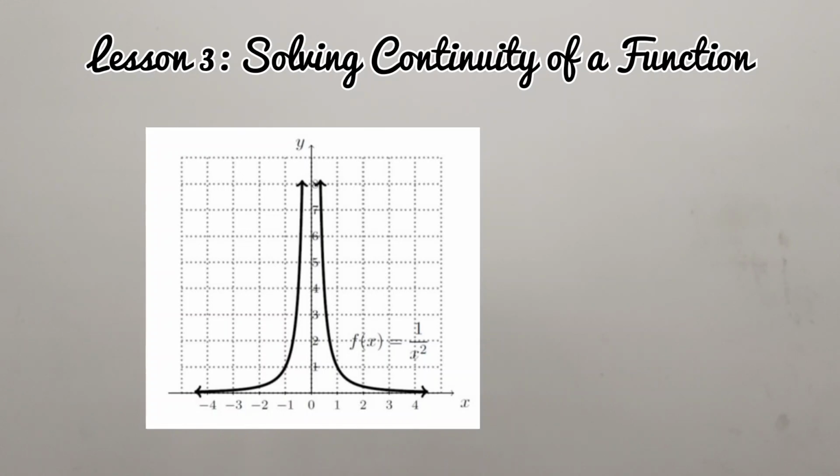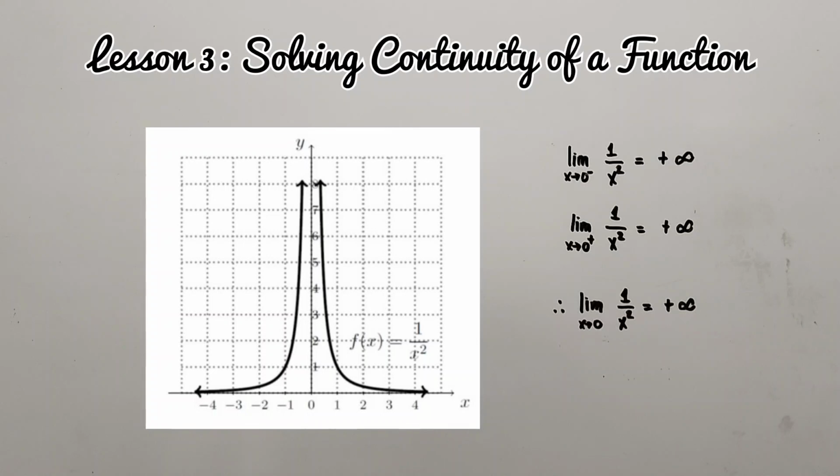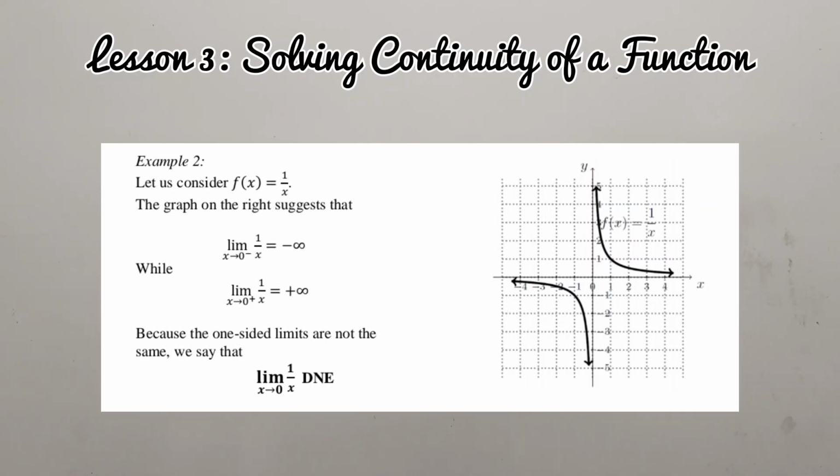Observe now the graph on the right. The same behavior with the graph on the left. As x approaches 0 from the right, the value of the function increases without bound. The limit of 1 over x squared as x approaches 0 from the right is also positive infinity. Since the left-hand limit and the right-hand limit are equal to positive infinity, thus the limit of this function exists, and that is, the limit of 1 over x squared as x approaches 0 is positive infinity. The behavior of the graph of f of x equals 1 over x was already tackled in this video, and it was found out that the limit of 1 over x as x approaches 0 does not exist.